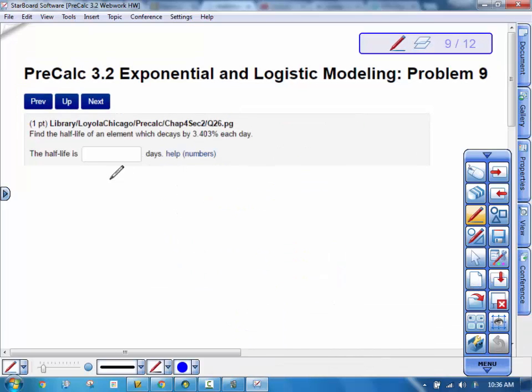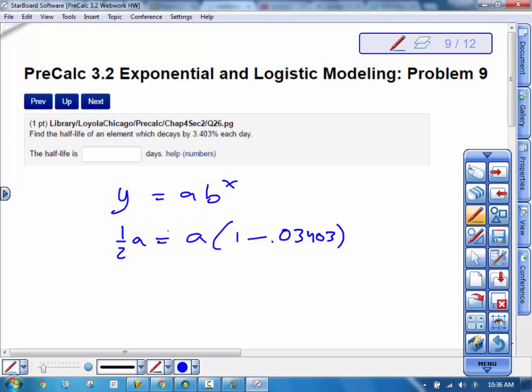Okay, the next problem says find the half-life of an element that decays this amount per day. So we're using our same exponential equation. The rate they give us is 1 minus this 3.4%, which is 0.03403. And we want to know when there's half the amount remaining. So we'd solve for this t. You can divide the A out, and you get 0.96597, if you do 1 minus this, raised to the t power.